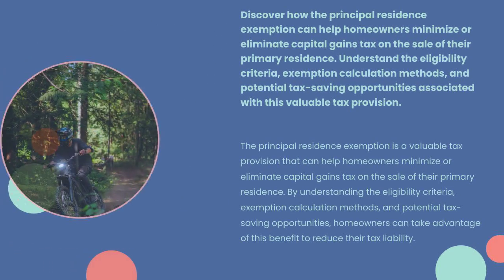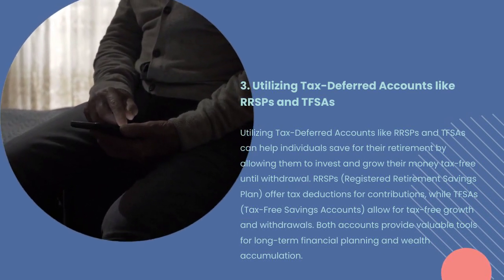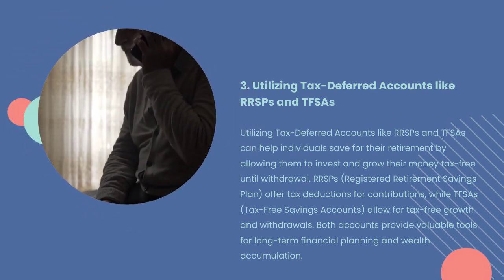The principal residence exemption is a valuable tax provision that can help homeowners minimize or eliminate capital gains tax on the sale of their primary residence. By understanding the eligibility criteria, exemption calculation methods, and potential tax-saving opportunities, homeowners can take advantage of this benefit to reduce their tax liability.